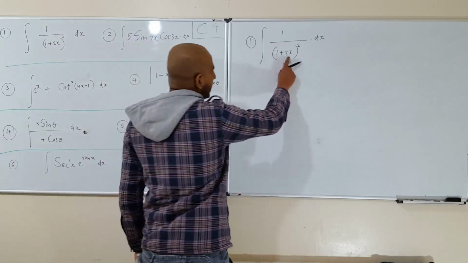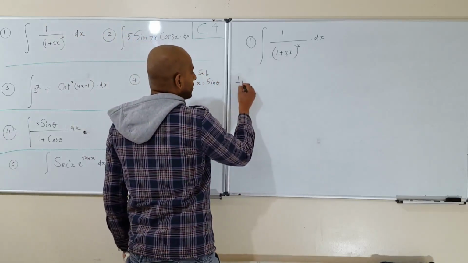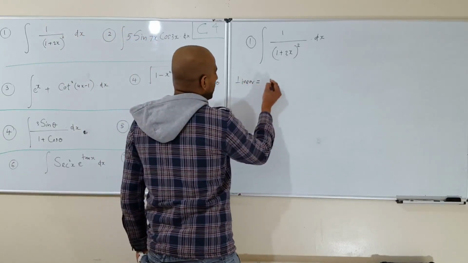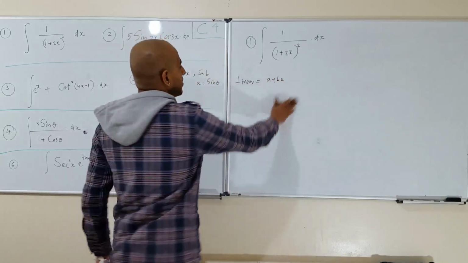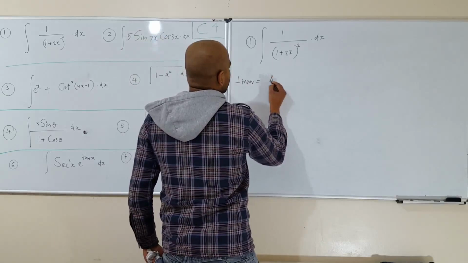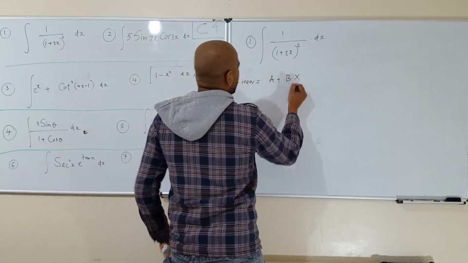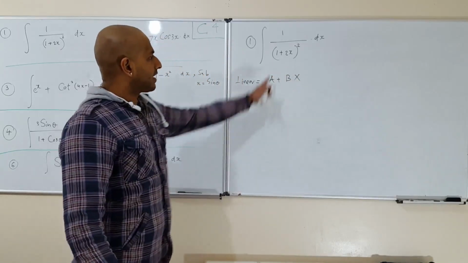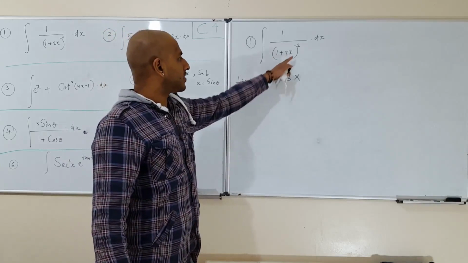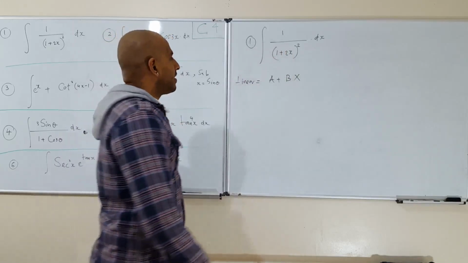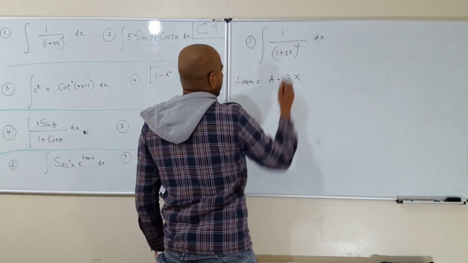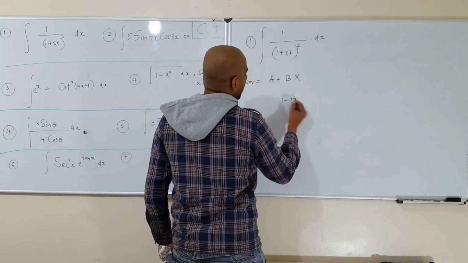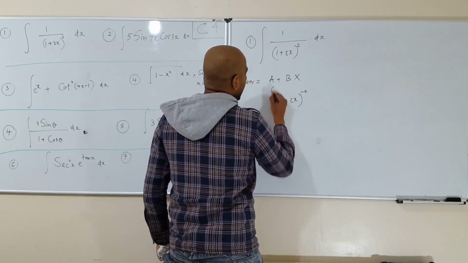Linear means basically in this format: a plus bx type, where a and b are constants. So you can clearly see that 1 plus 2x is a linear function. When it's linear, we can do this one easily. We can bring this from the bottom to the top. We can have (1 plus 2x) to the minus 2 dx.